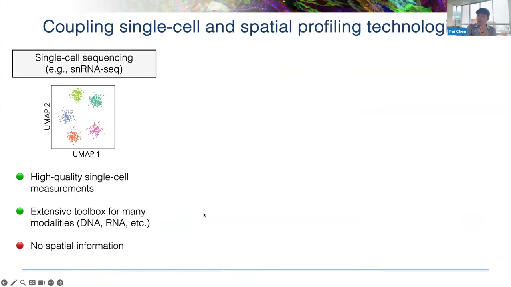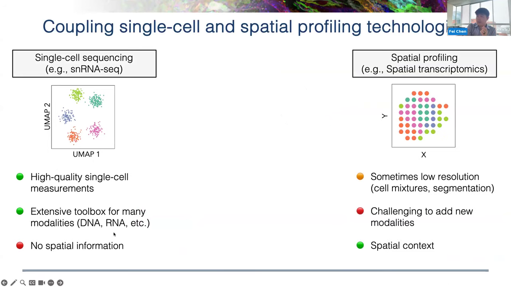In an ideal world, you could just have your cake and eat it too, which is, if you could do single nucleus RNA sequencing or single cell RNA sequencing, you have high quality single cell measurements. I think an underlooked aspect of this is also there's quite an extensive toolbox, both from commercialization and from the extensive single cell community, of analysis and experimental tools to measure different modalities and to analyze the data. But there's no spatial context.